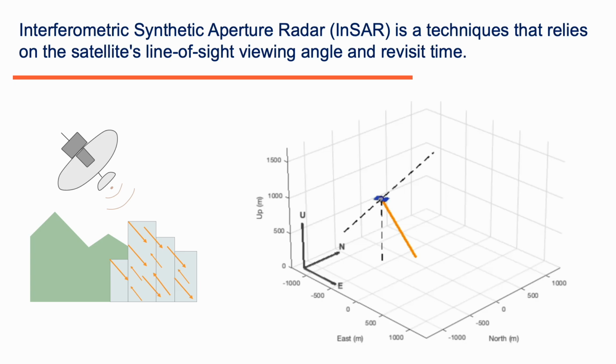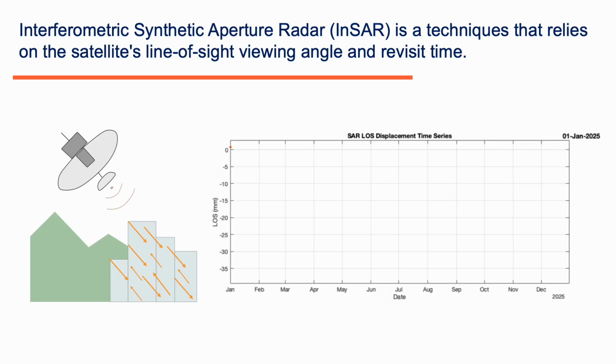Interferometric synthetic aperture radar, or InSAR, uses radar satellites that repeatedly observe the same area. What InSAR really measures is the projection of the ground motion onto the satellite line of sight. That is the direction connecting the satellite and the target on the ground. This geometry is defined by different angles.